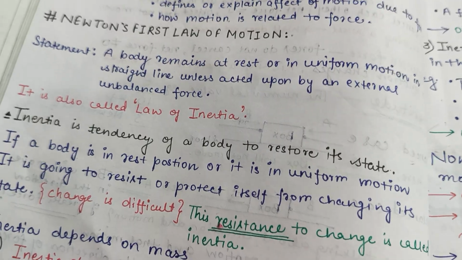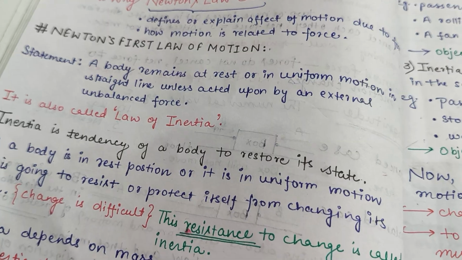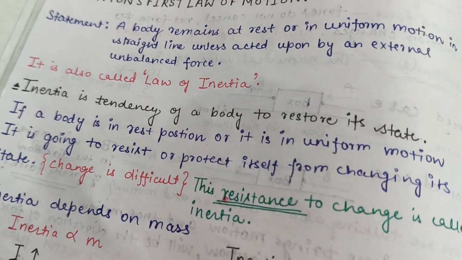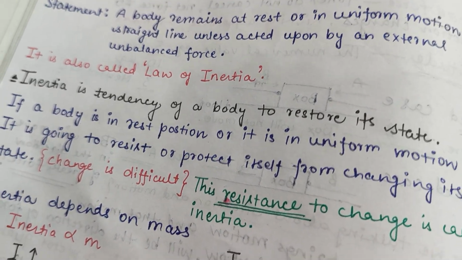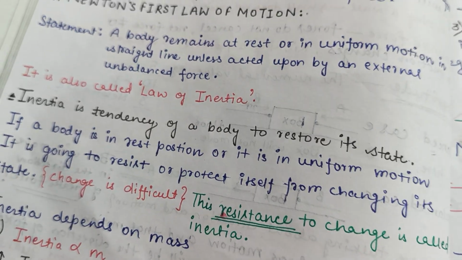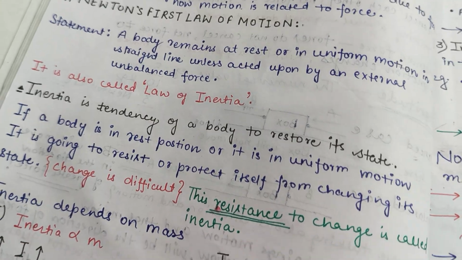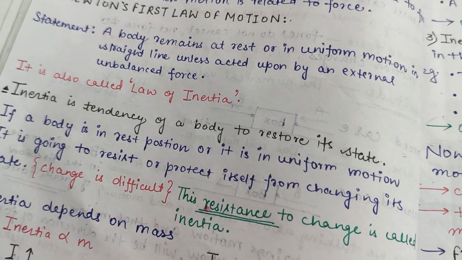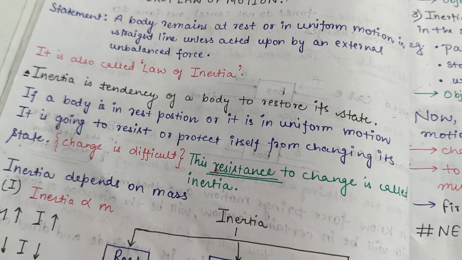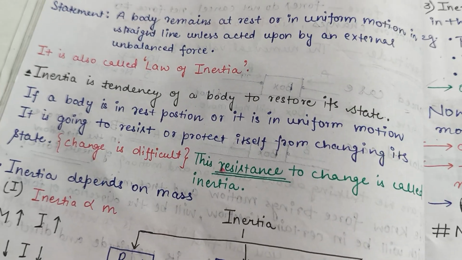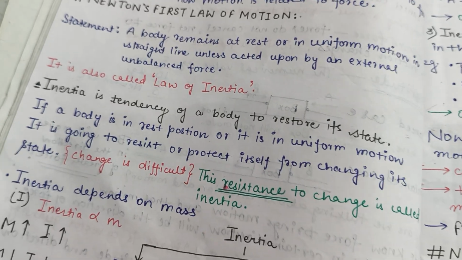Now let's talk about inertia. Inertia is a tendency of a body to restore its state. Now you know why the body will sustain or retain its state: because of inertia. What is inertia? Inertia is a tendency, or a property of a body, to restore its state. If a body is in a rest position or in uniform motion, it is going to resist or protect itself from changing its state. Because change is difficult. This resistance to change is called inertia, in very simple words.